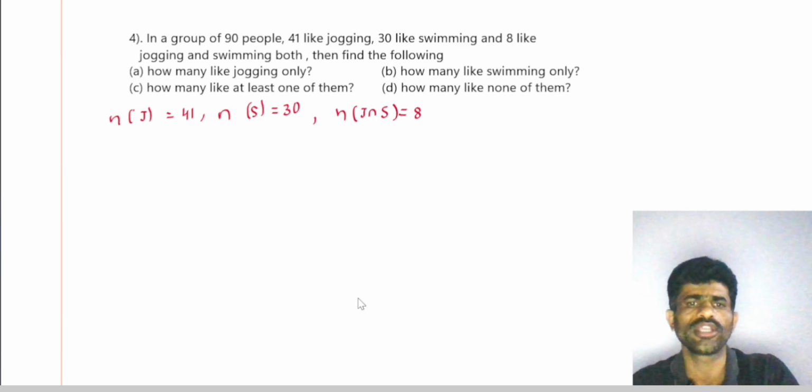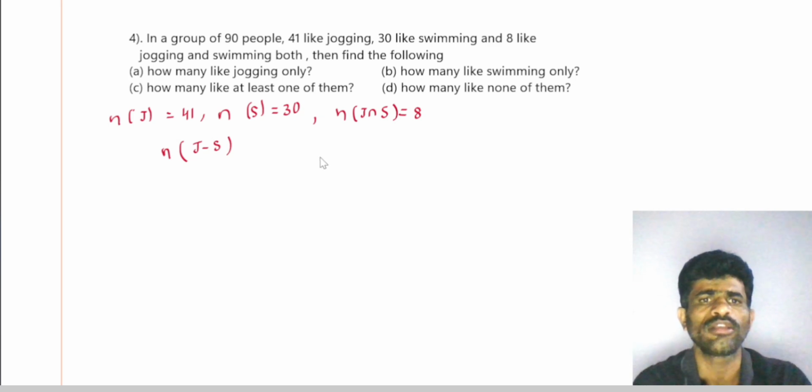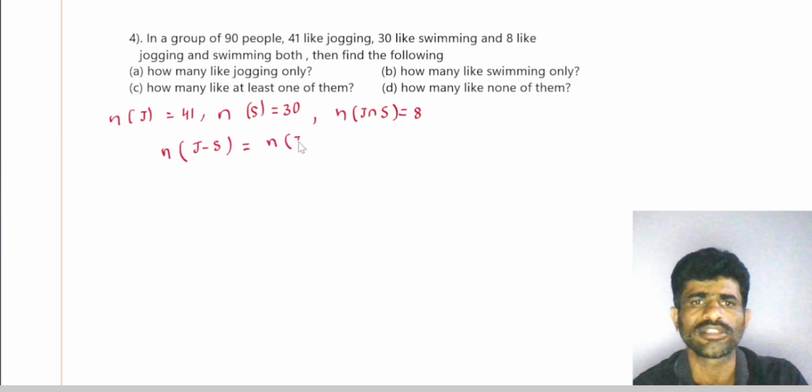Now the first question: how many like jogging only? That means you have to find n of j minus s. Jogging only means there should not be anyone who likes swimming. Only jogging we want, so n of j minus s. And the formula for n of j minus s, we have to remember this from now onwards, is n of j minus n of j intersection s.